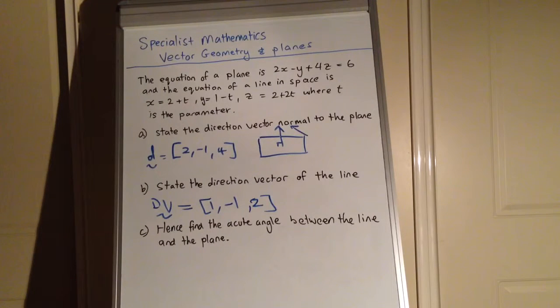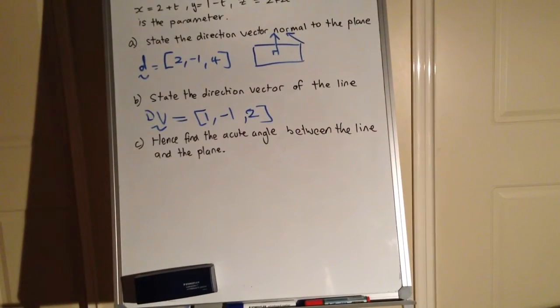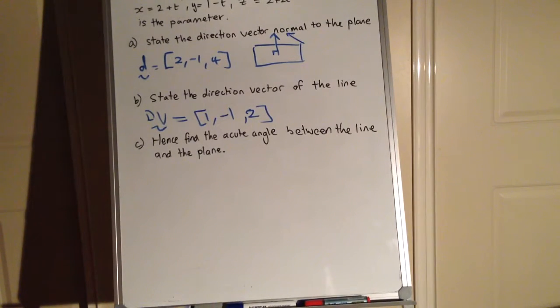So now it's asking us to find the acute angle between the line and the plane. Well, we've got the direction vector and we've got the plane. So what I'm going to do is move down the camera a little bit so we've got a bit more space, because this question, as you can probably tell, is a little bit longer. And we're actually going to consider this geometrically. What's actually happening in terms of vector geometry here?